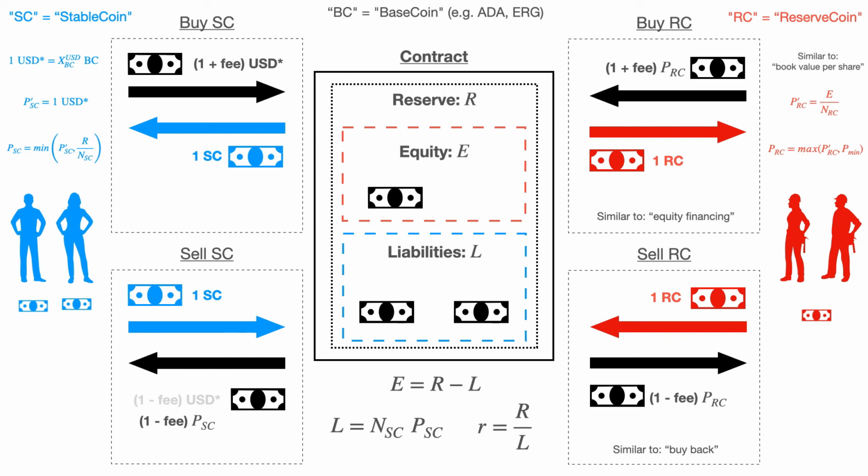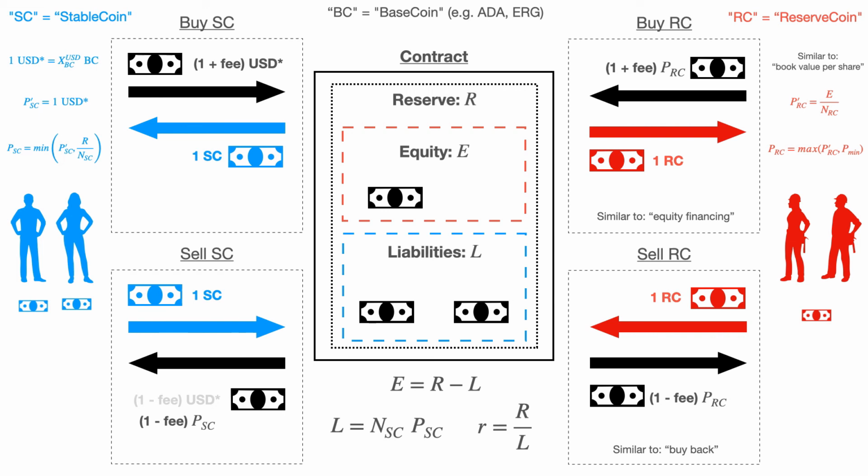Okay, now these four operations, buying and selling stable coins and reserve coins, they are not always allowed. So we have a quantity that we call reserve ratio, which is basically the reserve divided by the liabilities. And two of these actions increase the reserve ratio, and two of these actions decrease the reserve ratio. So for example, if you sell reserve coins, you're decreasing the reserve ratio. And we don't want to allow the reserve ratio to become too low, right?